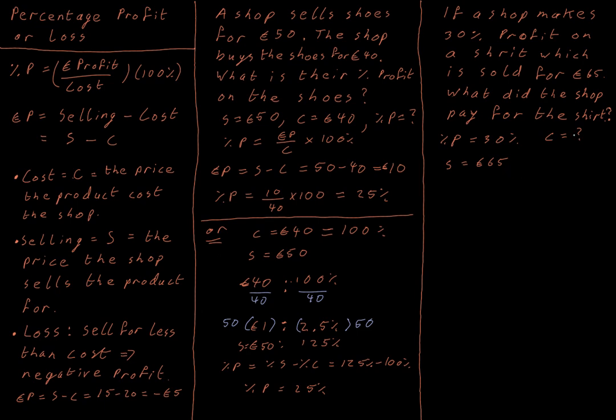So let's think this through. If I know the selling price was 65 euro, the cost price is going to be the original price. That's going to be 100%. So if the cost price, the original price, is 100%, then the selling price would be 100% plus 30%, which would be 130% of that original cost price.